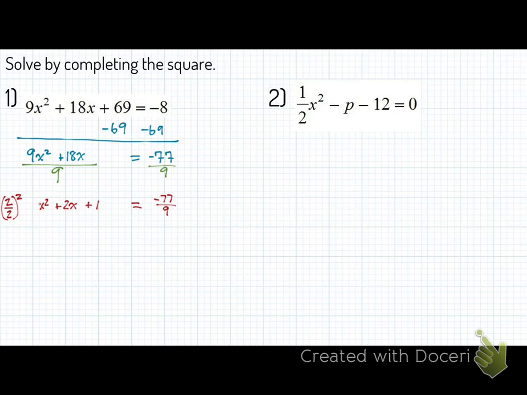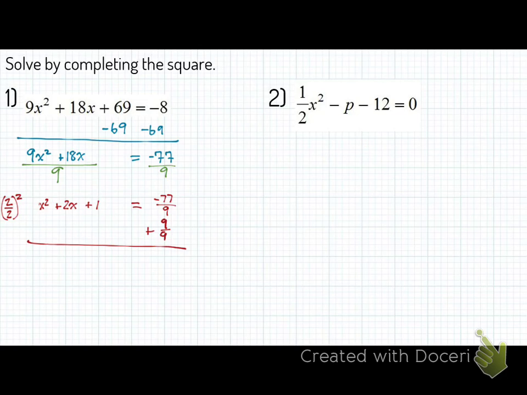Eyes up here. I just added 1 here. But I need to add 1 on this right side. But I need to add it like a fraction. How do I add 1 over 1? The common denominator here should be 9, so I'm really adding 9 over 9. Do y'all see that? Okay.